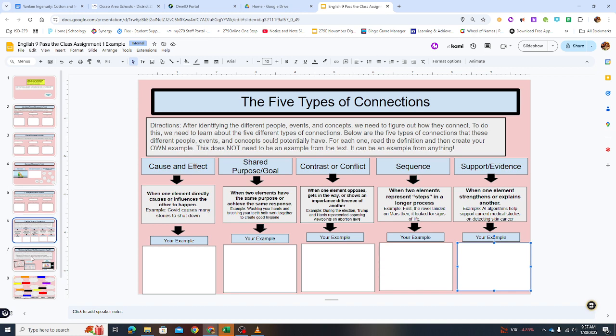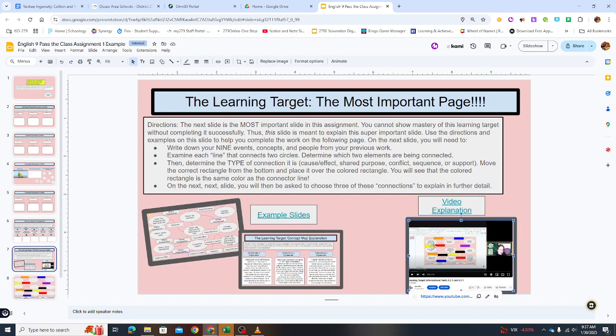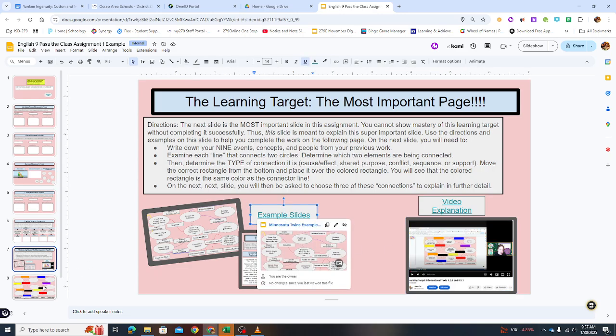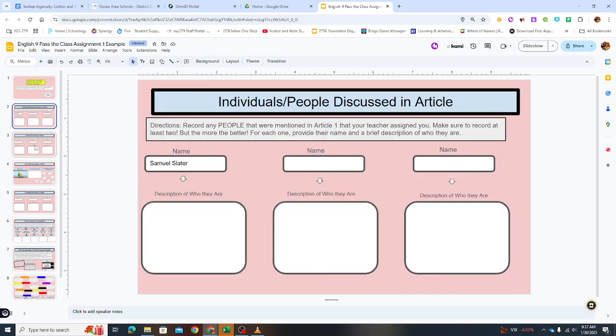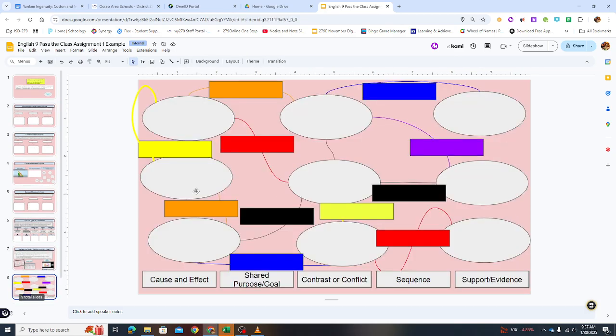Then this is where it gets tricky. So I have an additional video I already made that explains this slide. It's the most important slide of the assignment. So I would definitely encourage you to check that one out. And I have some example slides. But basically, I'm going to take my people, my events, and my concepts, and I'm going to write them in these random circles. It's going to be completely random.